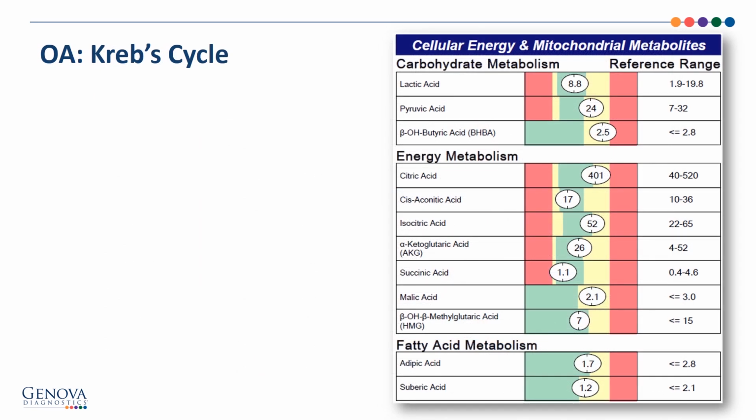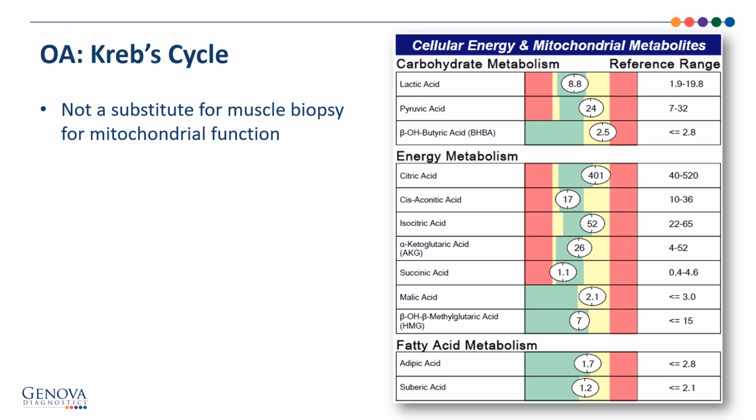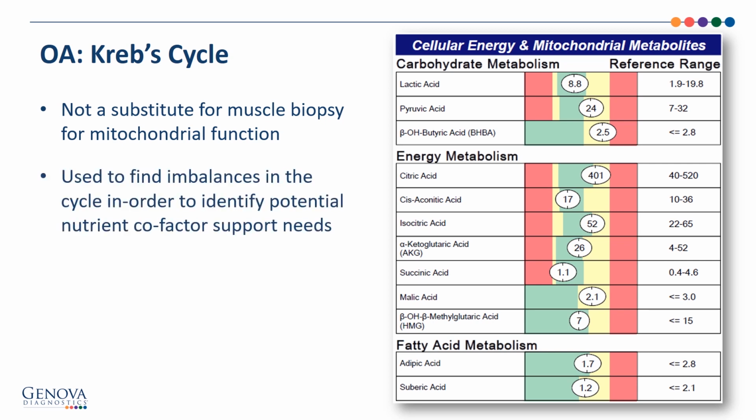So for the Krebs cycle, when we look at these organic acids, just be aware this is not a substitute for a muscle biopsy for mitochondrial function. What we're doing is we're looking at the organic acids in the context of the pathway chart of the Krebs cycle to see if there are any obvious imbalances. And when we see those imbalances, we think about the specific nutrient cofactor support that we could provide.